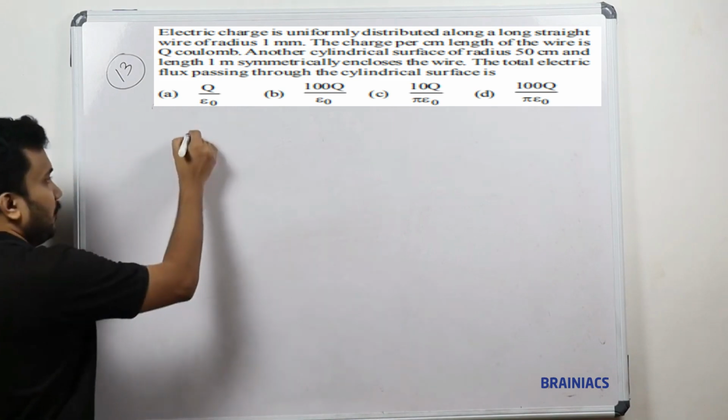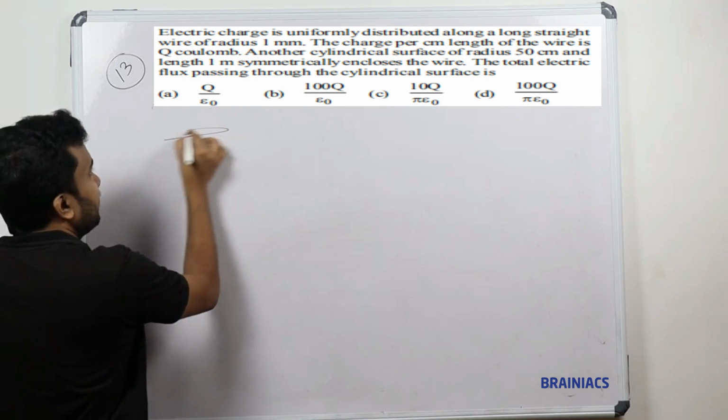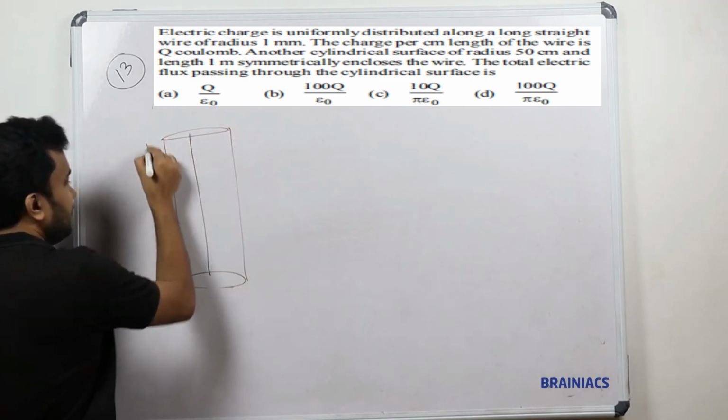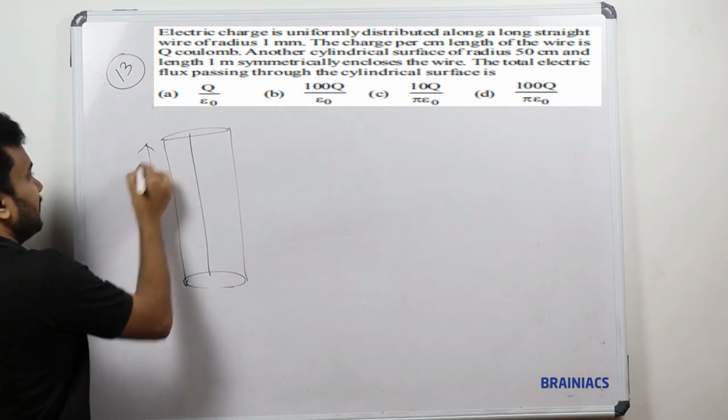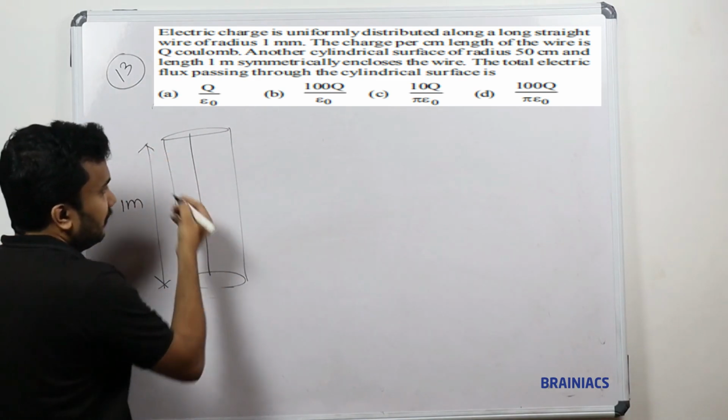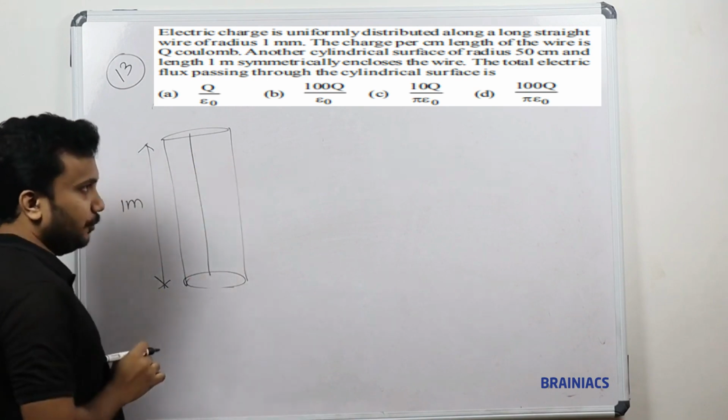What is given? We have a wire and this wire is enclosed by a cylindrical surface. What is the length of the cylinder? The length of the cylinder is given as 1 meter. The radius is given for both of these.